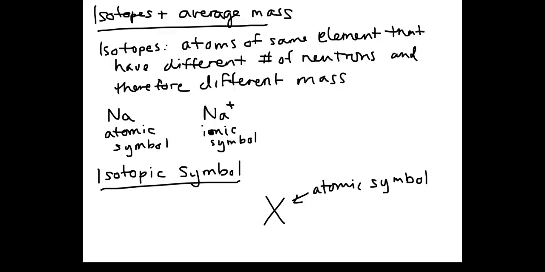So in the isotopic symbol, just like in these two, you have the atomic symbol, right? This is Na and that's Na. But you also have the mass number. So I'll just put in A for mass number. And mass number, does anybody know what that is? Protons plus neutrons.